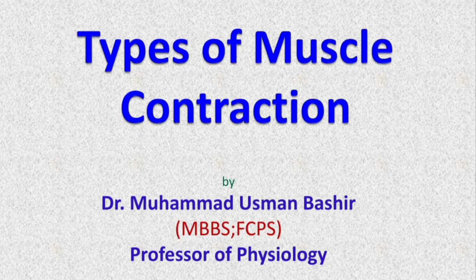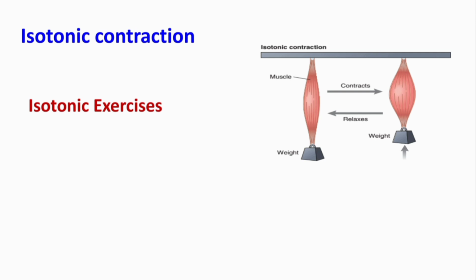I am Dr. Muhammad Usman, Professor of Physiology, and in this video we will discuss various types of muscle contractions. So there are two major types of muscle contraction, that is isotonic and isometric. Iso means same, tonic means tension. So isotonic contraction means a contraction in which the muscle tension remains the same but muscle length changes.